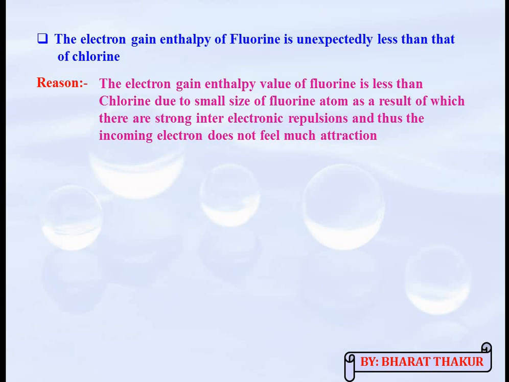As a result, the electron which is coming near to fluorine will not get more attraction from the fluorine. Therefore, the electron gain enthalpy of fluorine is less than chlorine. In chlorine, no such repulsion will be present. That's why fluorine has unexpectedly less electron gain enthalpy value than chlorine.